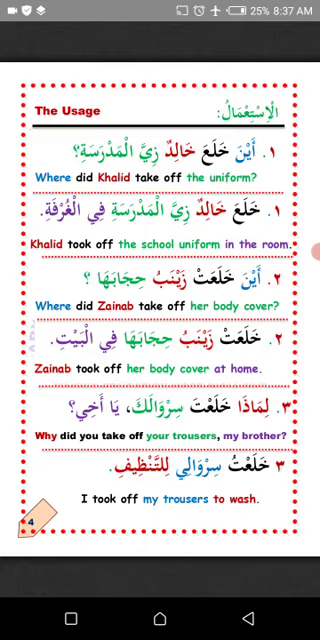Al-Isti'mal, now the usage. Number one. Aina khala'a Khalidun ziyya al-madrasa. Aina khala'a Khalid. Where did Khalid take off? Ziyya al-madrasa, the school uniform.